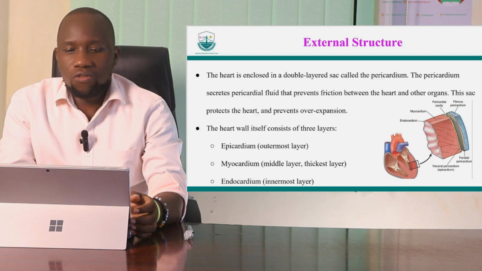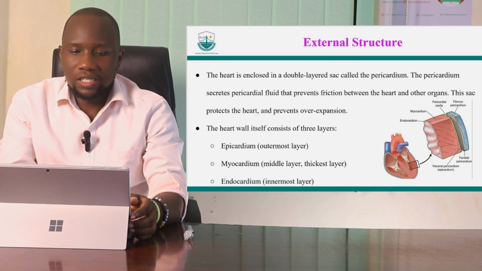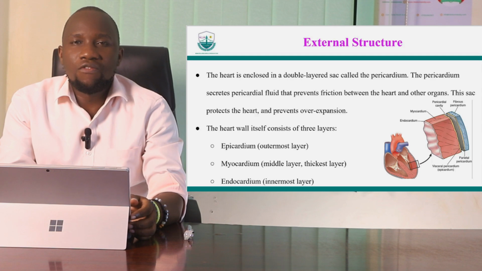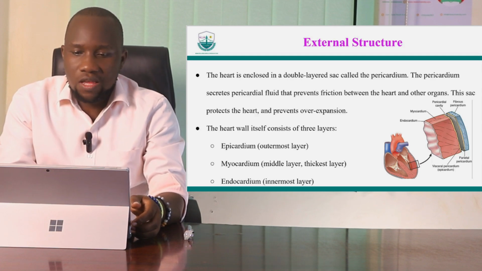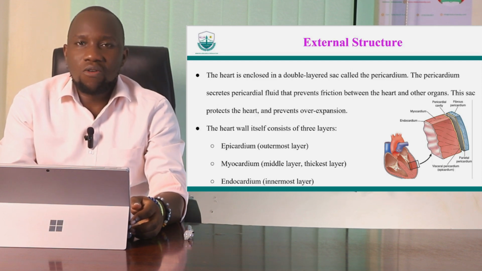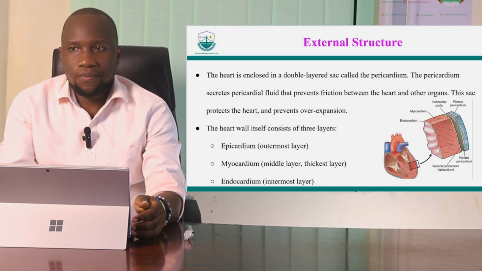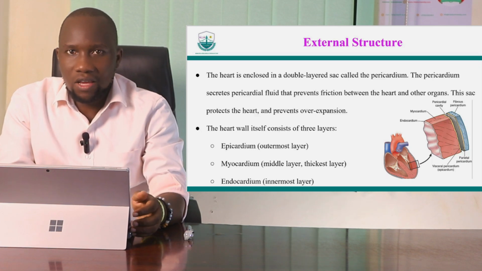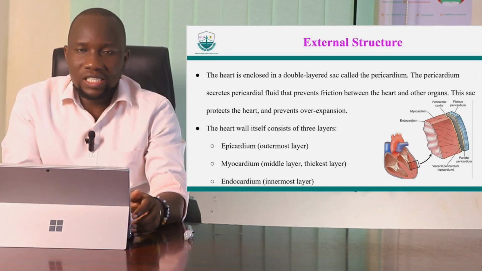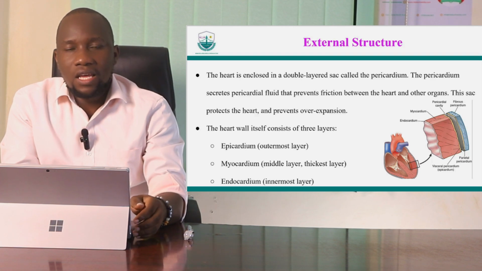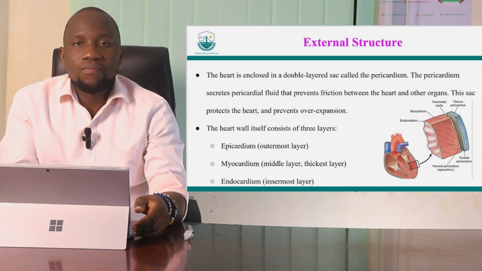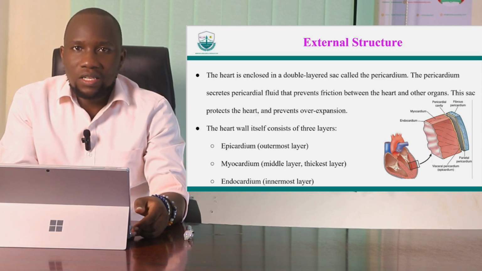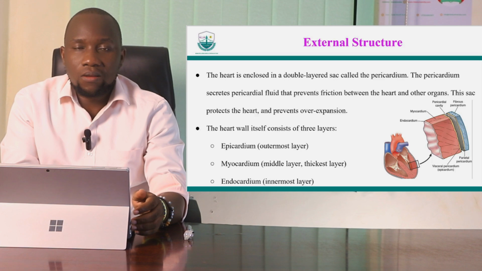The other function of this double layer is that it prevents the heart from over expansion. When the heart is being overworked, it can grow in size, and that is actually a disadvantage. So the pericardium helps in preventing that excessive expansion of the heart.